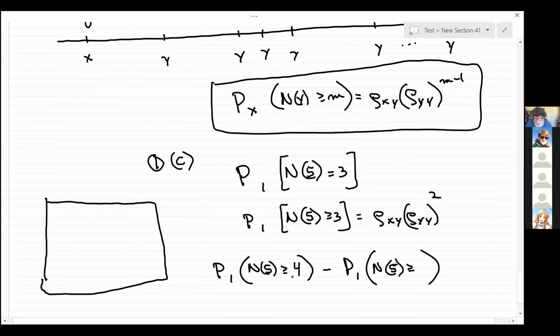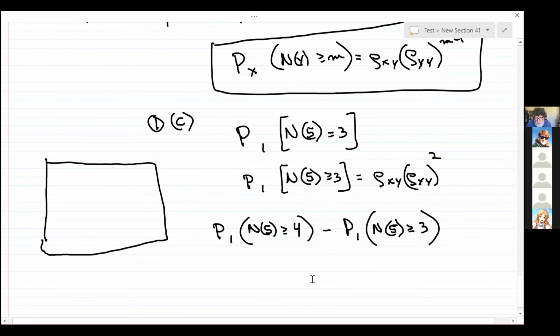So here, all the ways you can visit this 4 times or more, visit this 3 times or more. But everything in here is also in here. But if you subtract this, that, I think you just get equal. Which is what you've been asked to find.